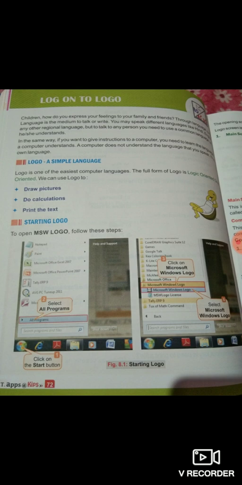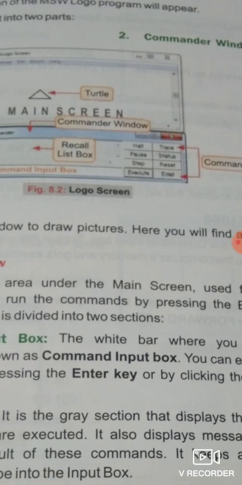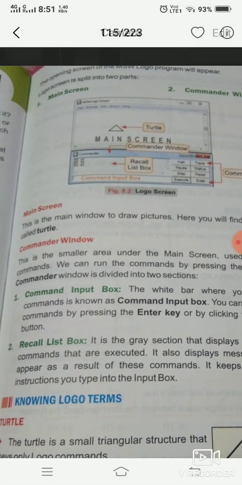How to start logo? For starting logo, first you have to click on the start button and then click on all programs and choose Microsoft Windows logo. As you click on this Microsoft Windows logo option, this kind of screen will appear. You can see here, this is the logo window.